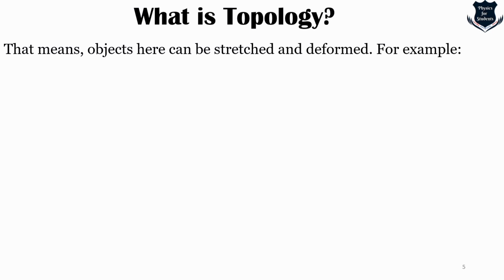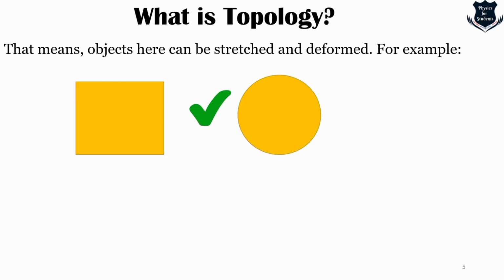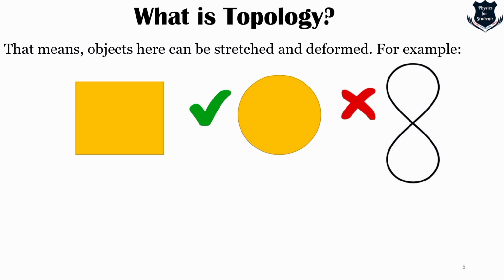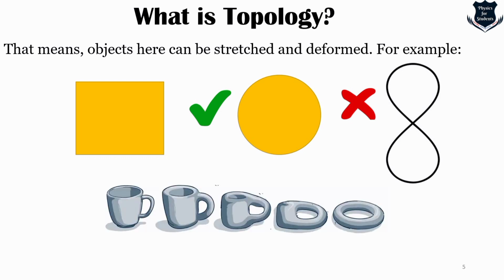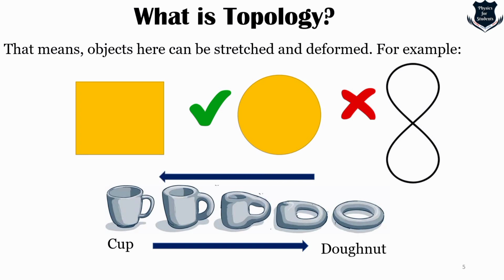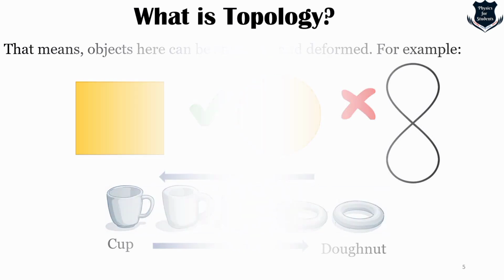So what does it mean that these objects can be stretched or deformed? For example, if this is a square, it can be stretched or deformed into a circle, but the circle cannot be twisted or deformed to make a figure eight shape. A typical classical example is that from the coffee cup things move to a donut. I have made the right arrow to signify that from the coffee cup you are deforming into a donut, and similarly from the donut you can come back to the coffee cup.